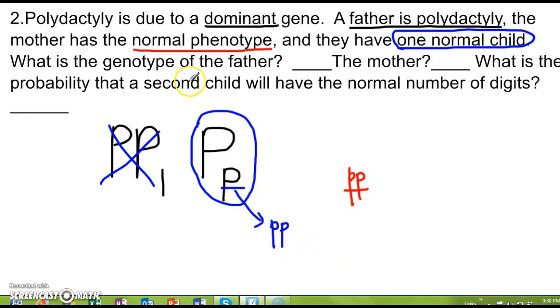All you need to do then is fill these in. The genotype of the father is the heterozygous. The mother, being normal, has the recessive, just like you and I do. And then for the probability that the second child will have the normal number of digits, go ahead and cross this heterozygote to the homozygote recessive, and you'll find that there's a 1/2 probability of getting this genotype here.